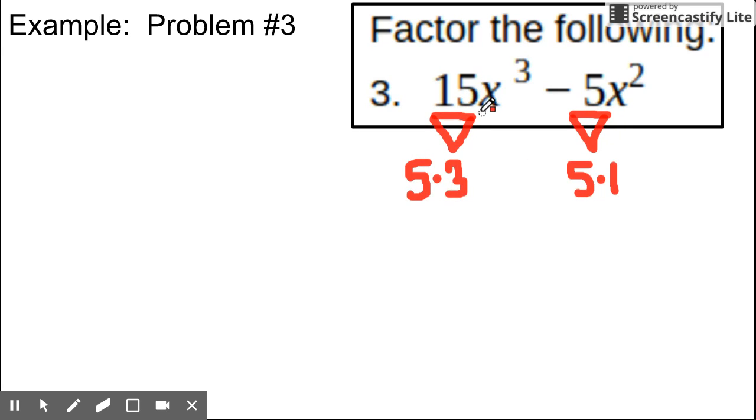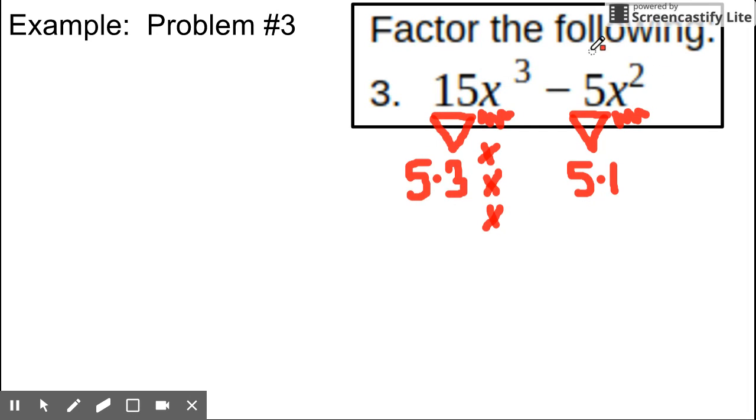Okay, now look at the letters. Look at the X. There's an X right here, and then there's an X right here. I'm going to go ahead and draw these out. This piece has 3 X's because of the third power, so I'm going to draw 3 of them. So here's 1, 2, 3 X's. Very visual.